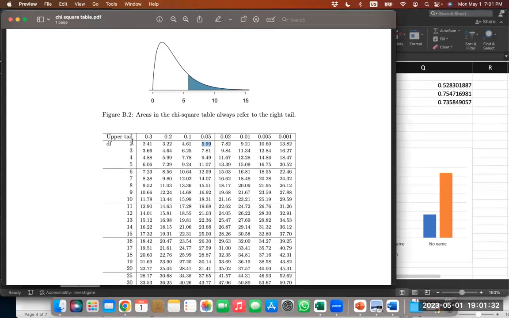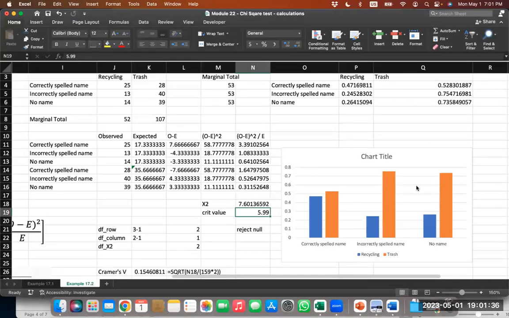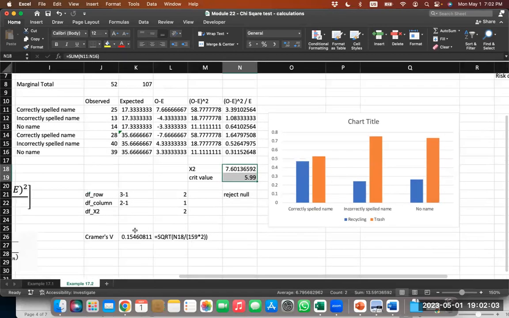You're following along the degrees of freedom all the way down until you found the degrees of freedom that you have quantified for your contingency table. Degrees of freedom for row is basically the number of rows minus 1. Degrees of freedom for column is number of columns minus 1. And the chi-squared is the product of these two. You multiply them. That gives you the respective critical value from the chi-squared table, and you're rejecting the null if the chi-squared is exceeding that critical value.